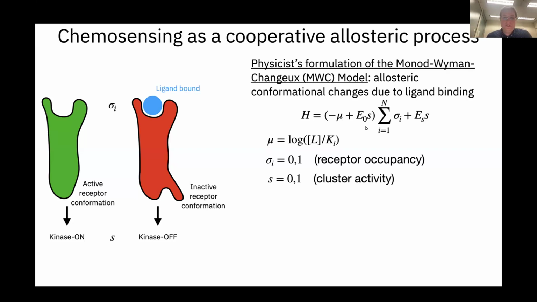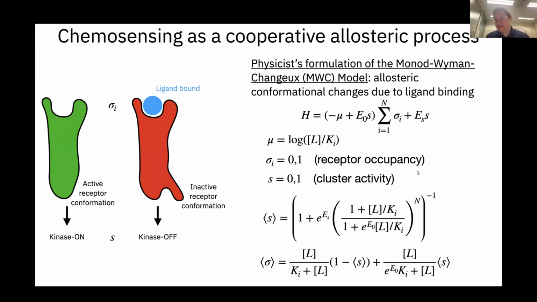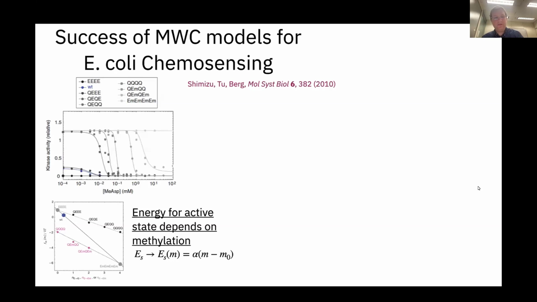So this is a very simple statistical physics model. We can use Boltzmann statistics and partition functions to write down the average activity and average binding as a function of ligand concentration with these simple analytical forms. And I just want to give you one example, historically, of how this has been used to nicely capture the response behaviors of the system.